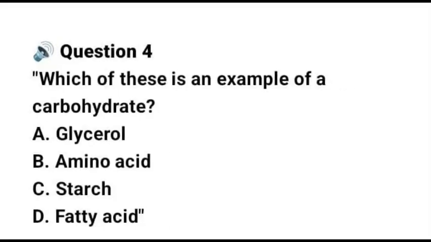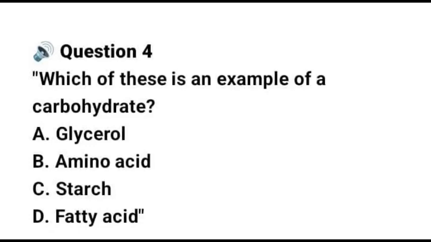Question 4 says, which of these is an example of a carbohydrate? A, glycerol. B, amino acid. C, starch. And D, fatty acid. The correct option there is what? C, starch. Starch is an example of a carbohydrate.